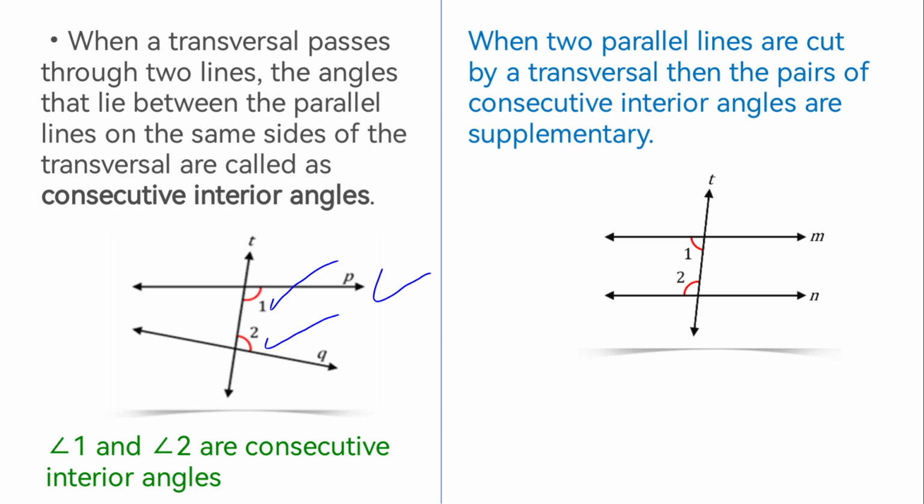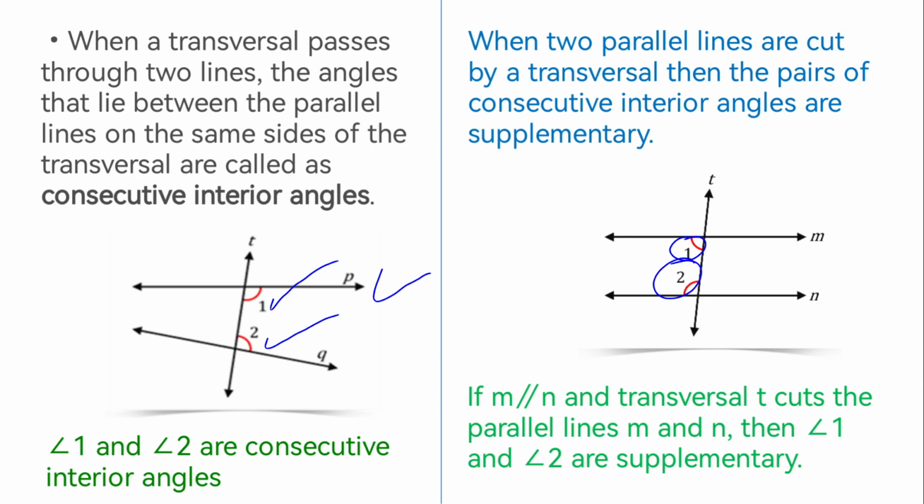When two parallel lines are cut by a transversal, then the pairs of consecutive interior angles are supplementary. So since angle 1 and angle 2 are consecutive, their sum is 180. Or we can say that if line M is parallel to line N and cut by a transversal T, then angle 1 and angle 2 are supplementary. When you say supplementary, their sum is 180 degrees.